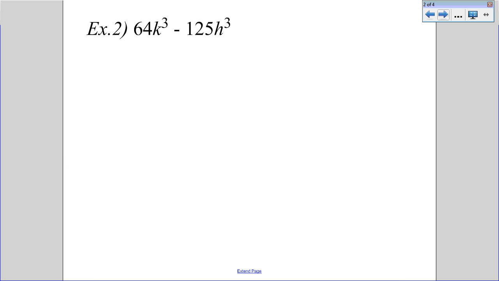All right, 64k cubed minus 125h to the third. Go to your calculator. Take the cube root of 64. What variable is going to have to go with that? K, because k cubed equals k cubed. I'm going to take my b value and take the cube root of 125. And is there a variable that's going to have to go with it this time?